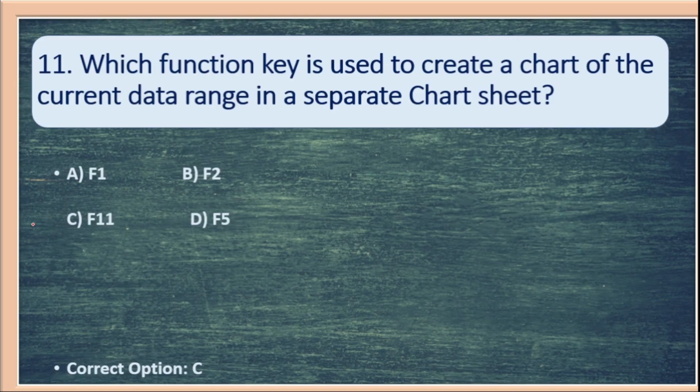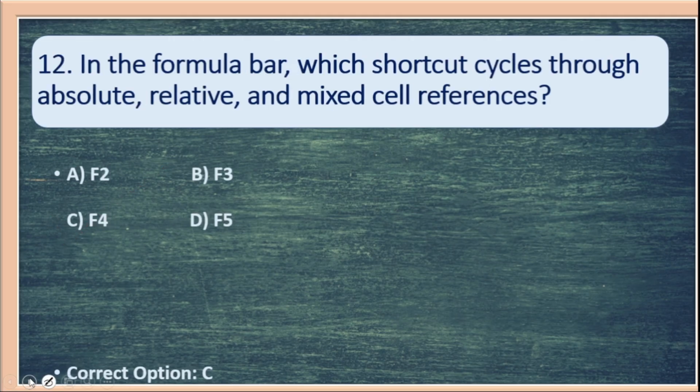Which function key is used to create a chart of the current data range in a separate chart sheet? F1, F2, F11, F5. Answer is C, F11. In the formula bar, which shortcut cycles through absolute, relative and mixed cell references? F2, F3, F4, F5. Answer is C, F4.